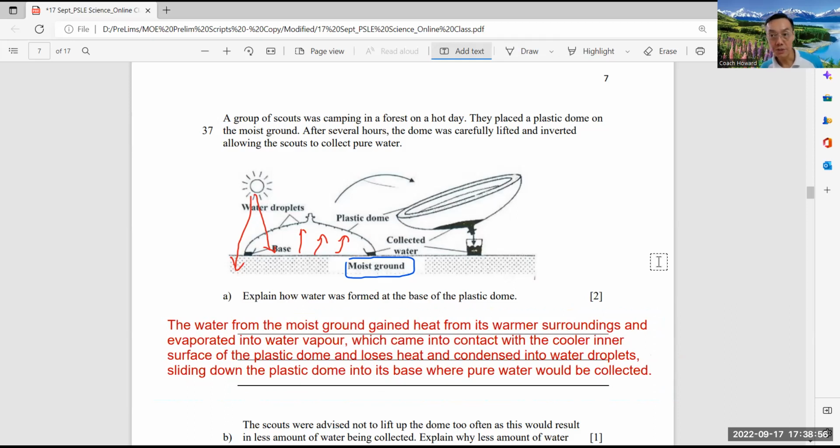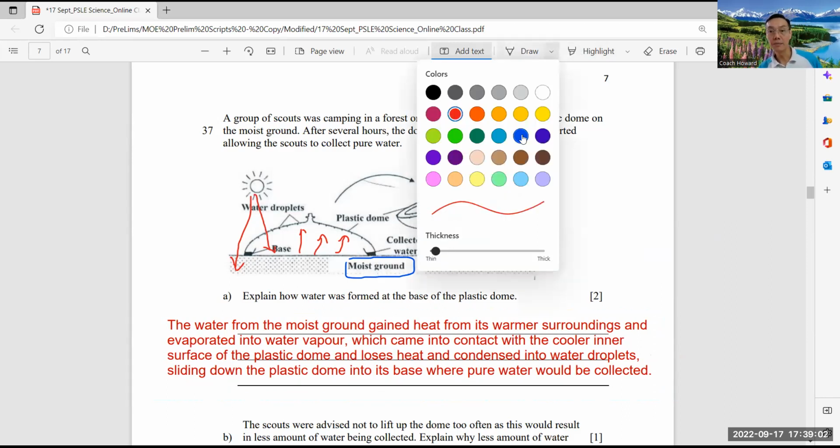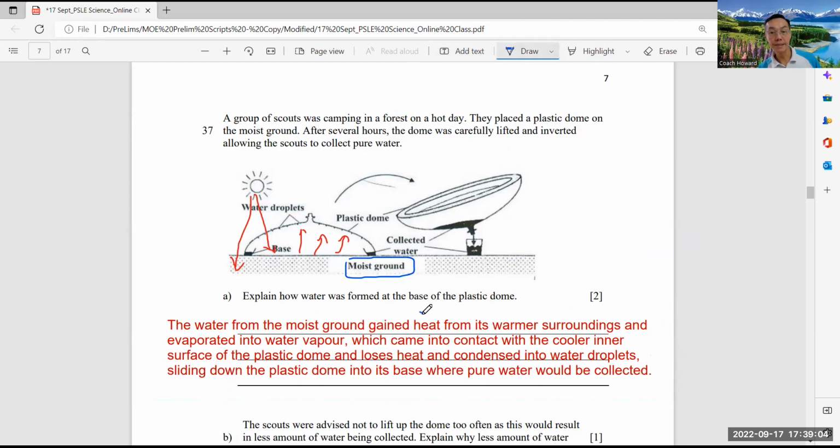Okay, you can write in shorter sentences if you like, but the main thing is you must mention these three things. Number one, the moist water gains heat from the warmer surrounding and evaporates into water vapor. Water vapor comes into the cooler inner surface and loses heat, this part, and condenses to form tiny water droplets. So again, this is quite a straightforward question, 2 marks given.